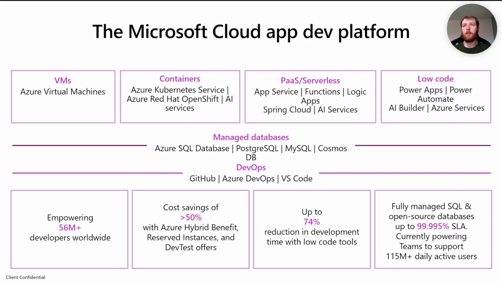So one of the things we can touch on further is the Microsoft Cloud App Dev Platform. There's a number of things here, and you can see low code is a relatively small part of it, in the top right there. There are many other components to it, and when we talk about low code, it's all integrated. So it doesn't really matter what you're working on: VMs, containers, serverless, managed databases, all the way through to DevOps. It's all integrated.